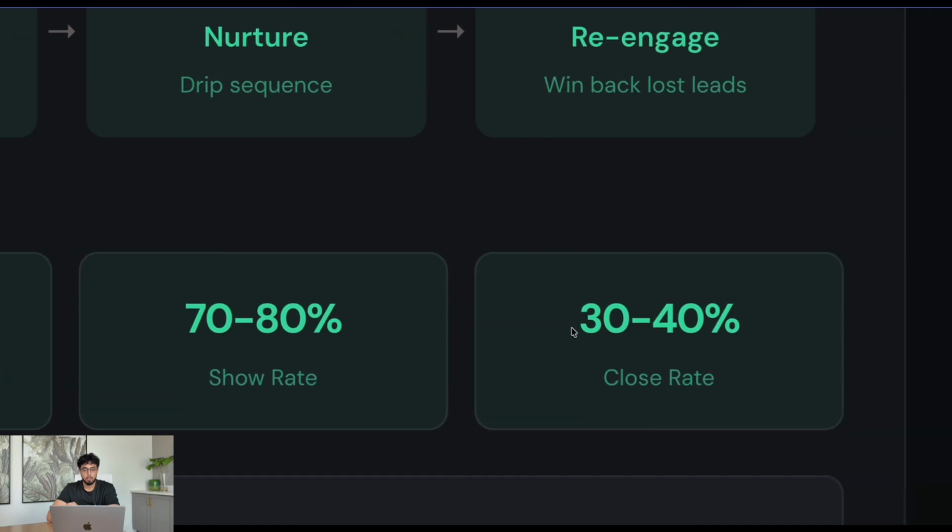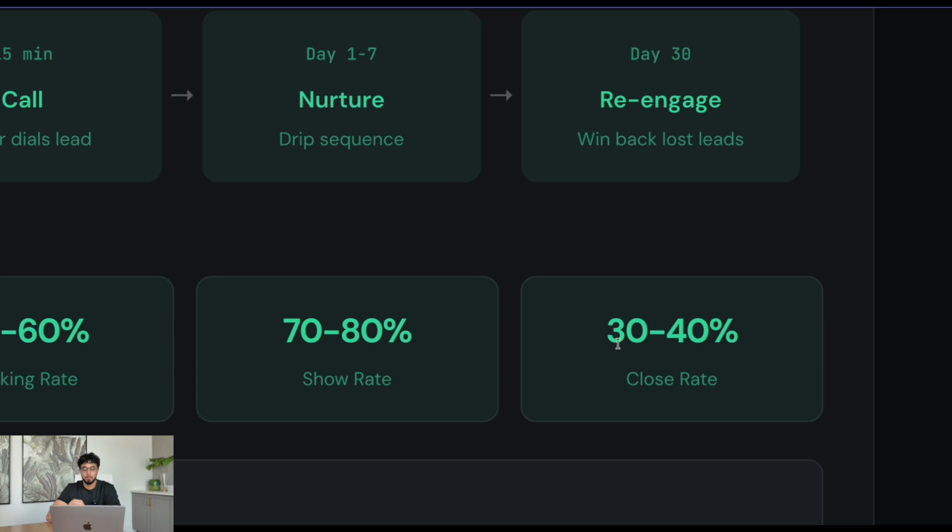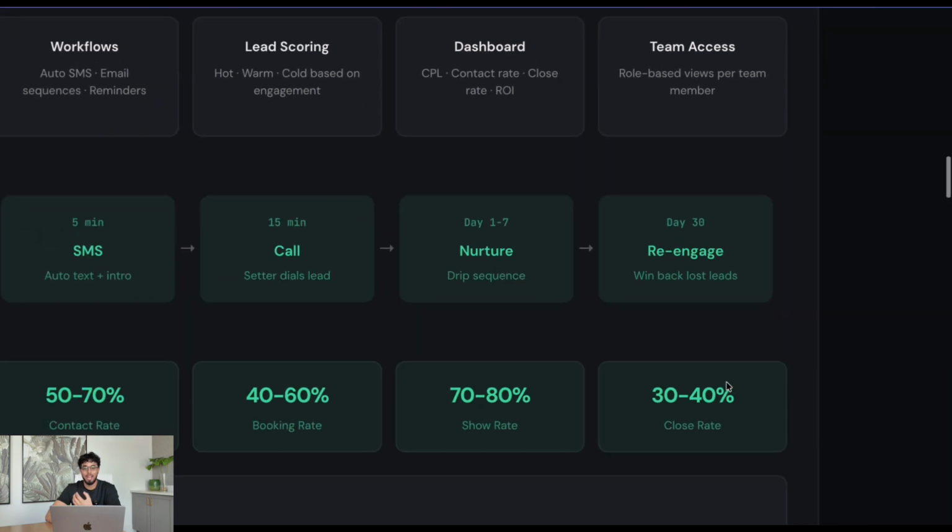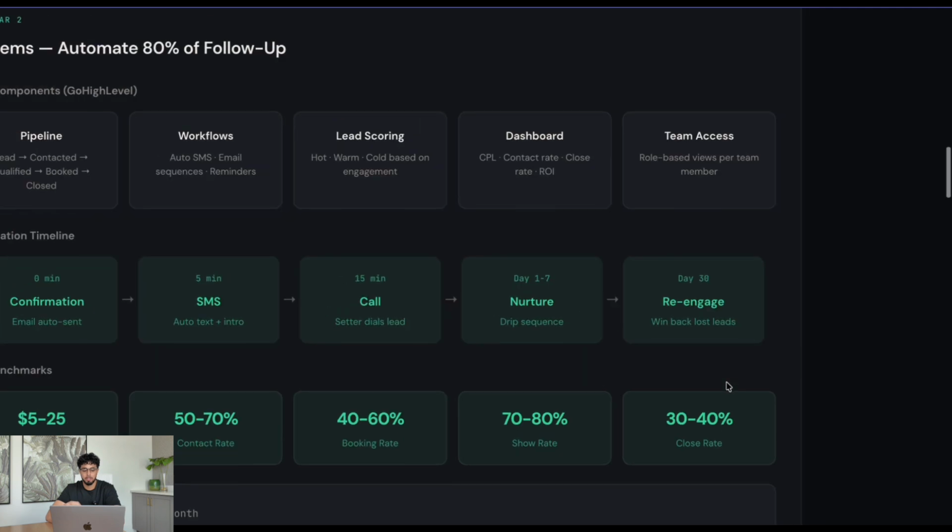And 30 to 40% close rate. If you're closing anywhere below 30 to 40%, you have a sales problem, a follow-up problem, or a lead problem. One of those three that you need to fix. And that is crucial to lock in to make the most out of your leads. Because if you have 1,000 leads and you're only closing 10%, you're wasting money. You're leaving money on the table.